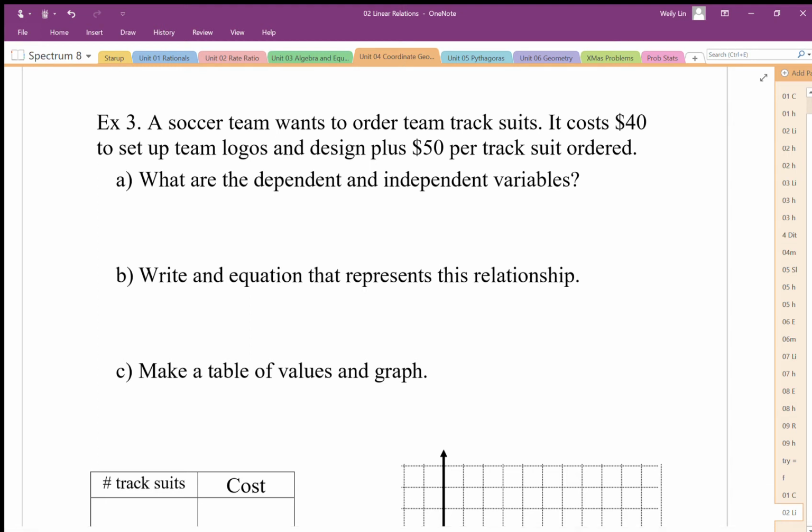So what are the dependent and independent variables? The dependent is our y variable, the independent is our x. So what depends on what? Does a tracksuit depend, the number of tracksuits? First of all, make sure you know the quantities, where we have cost being connected to the number of tracksuits. That's our relationship. So which one of those is our dependent? Does the number of tracksuits depend on how much it costs, or the cost depends on how many tracksuits we order? So in this case, our dependent is going to be the cost.